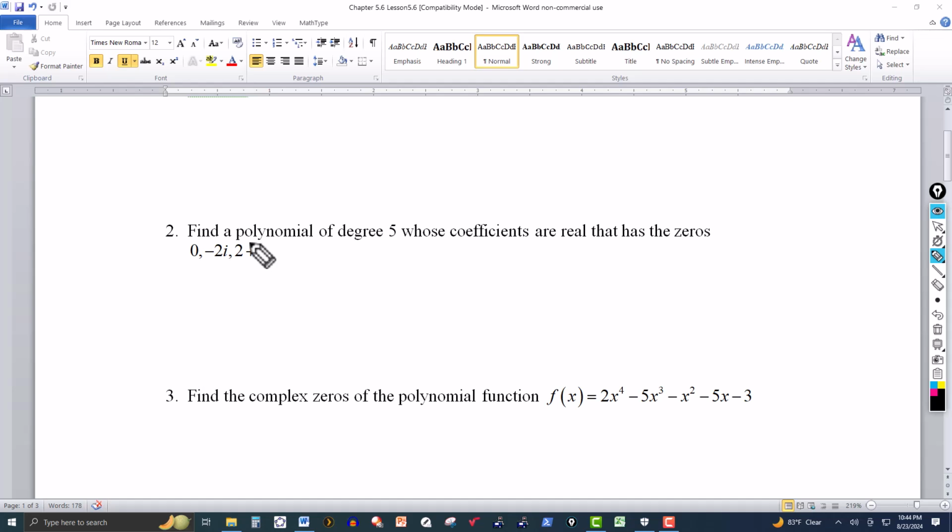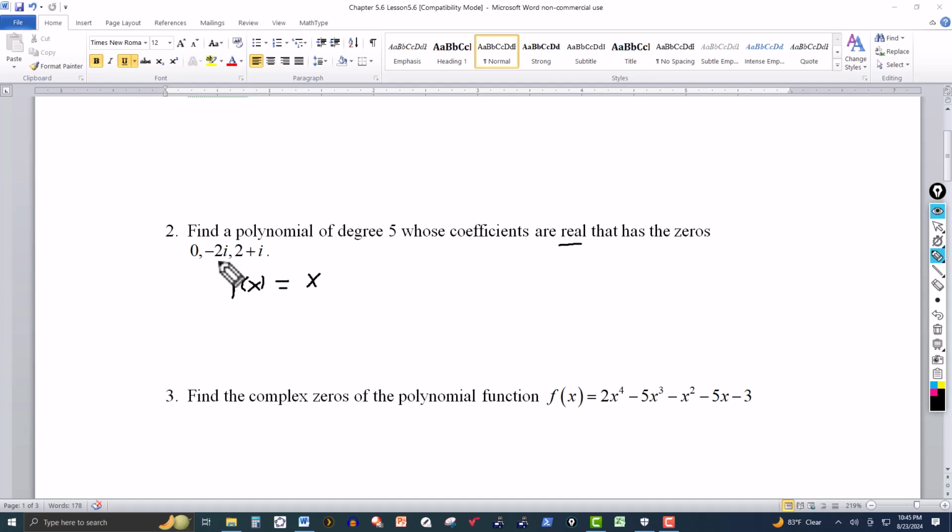It says find a polynomial of degree 5 whose coefficients are real. So notice coefficients are real, that has zeros of, there you have it. So let's set up this polynomial. We've got a 0 of 0, so x minus 0 has to be a factor, so that's just x.